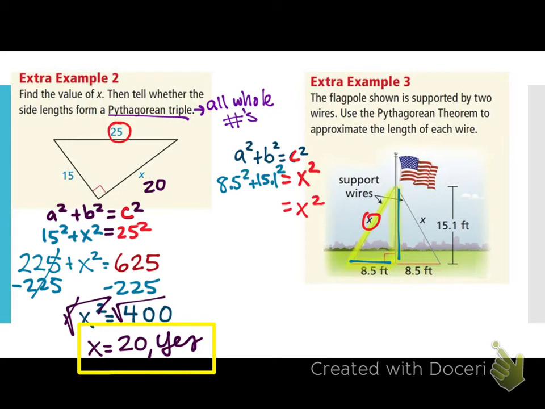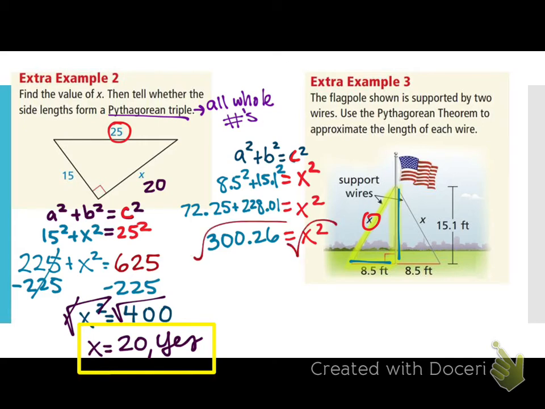You don't want to round in the middle of the problem, so whatever it says, you should just write it down. We're going to get 2 decimal places. What is 8.5 squared? 72.25. Plus 15.1 squared. Correct, 228.01. We're going to add them together. It's 300.26. Equals x squared.